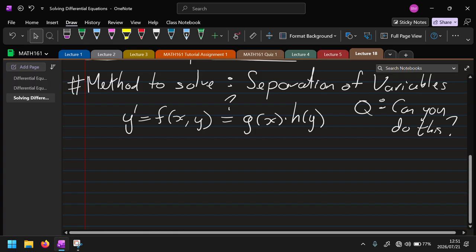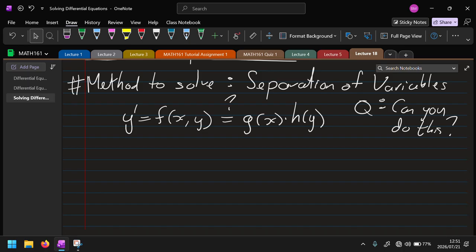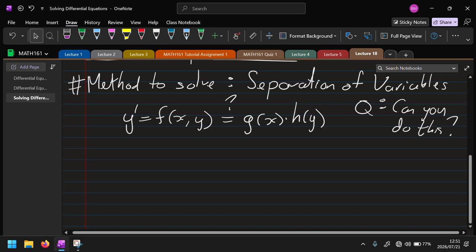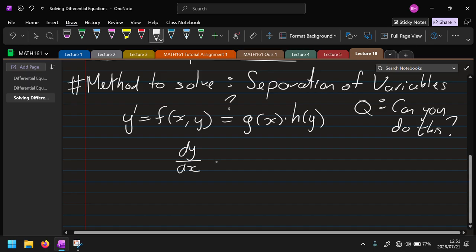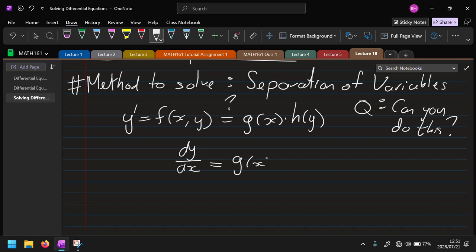Now, if you can, we're going to use this to try and solve it. So this y prime, we're going to write a little bit differently. We can write it as y prime or dy by dx. It's a little bit of notation change, but it's not too bad. So dy by dx is g of x times h of y.